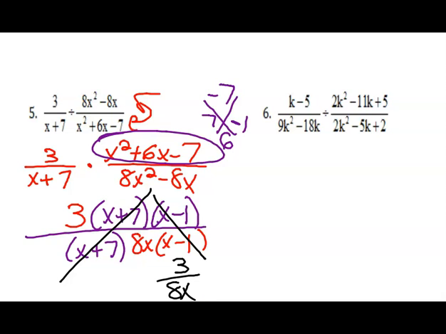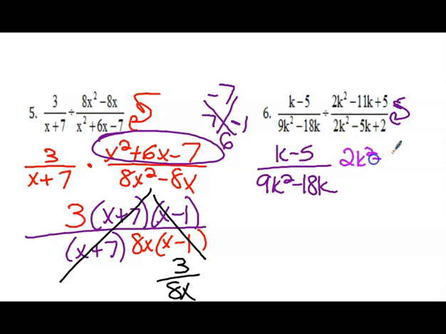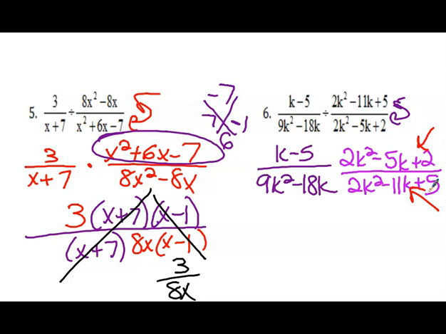All right, the very last one, there is a lot to unpack for this one. All right, so first let's flip the second fraction. So I have k minus 5 over 9k squared minus 18x. I'm going to flip the second one. So I have 2k squared minus 5k plus 2 over 2k squared minus 11k plus 5. So again, we're flipping those two. All right, so we will have to do a trinomial for both of these.